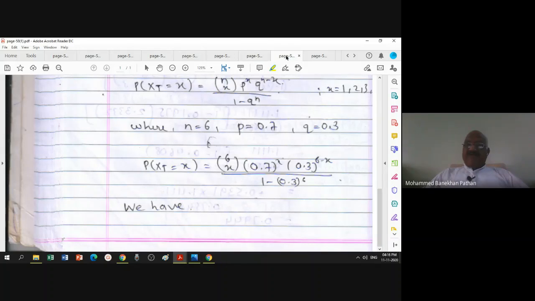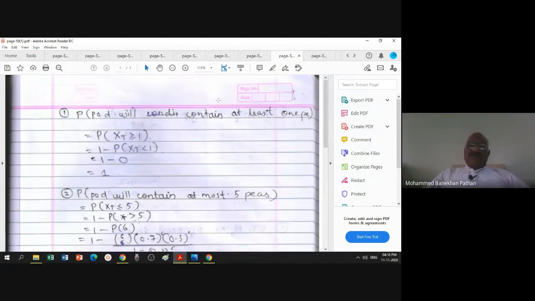We have bit number 1. Probability a pod will contain at least one p. Now, when I say at least, that means minimum 1 or greater than 1. So, probability Xt greater than or equal to 1. What are the values for this? Greater than or equal to 1, it may be 1, 2, 3, 4, 5, 6, because the maximum p's are 6 in a pod. So, I have to add 6 probabilities.